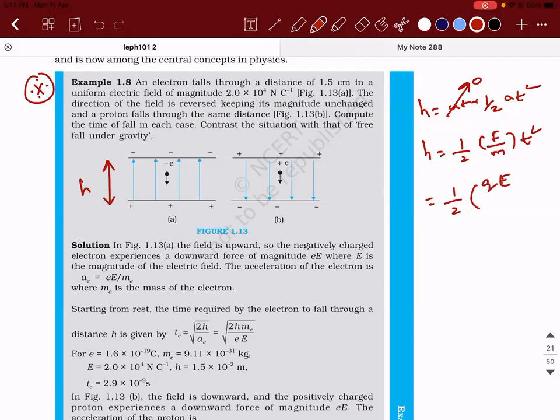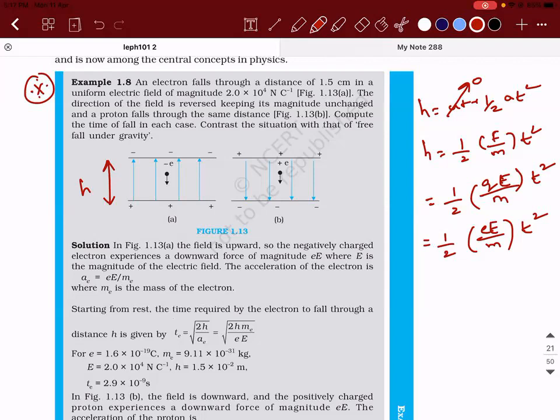So do you know this formula? You know that E is equal to F by Q, then F is equal to Q into E. So QE divided by m into t square. Right? Here, what is the charge, guys? Half into e into capital E. What is small e? That is the charge of each electron, into capital E divided by m into t square. Correct?